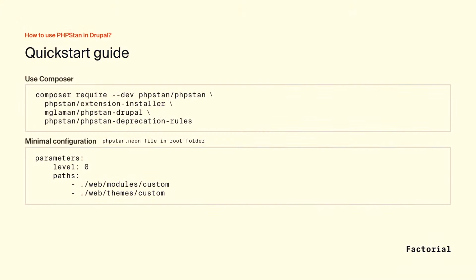Second thing we need is some configuration. And this is a phpstan.neon file in your root folder. And if you do a minimal configuration, probably would look something like this.